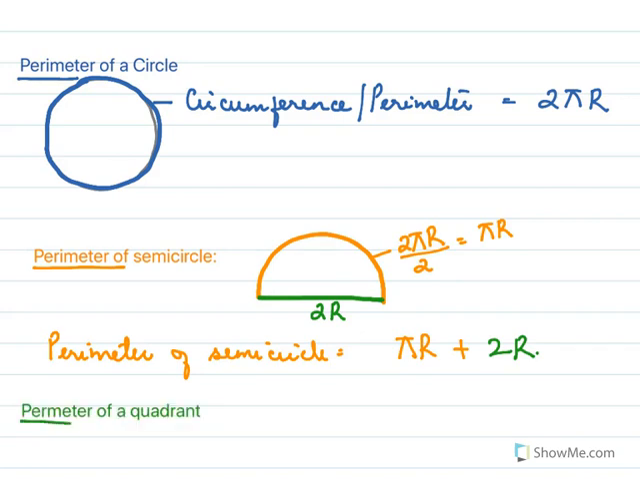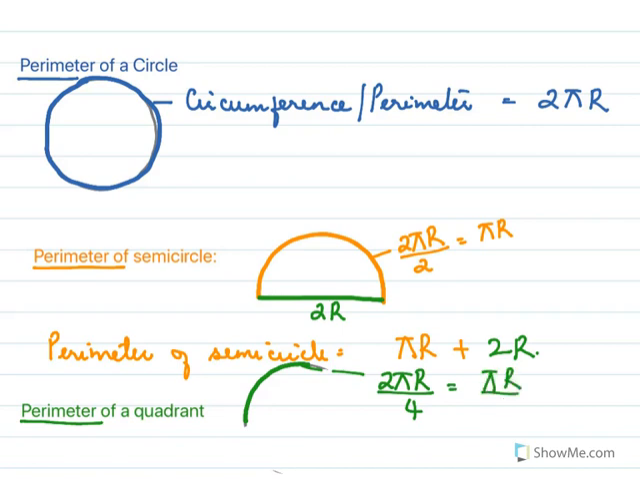Next we do the perimeter of a quadrant. Now a quadrant is a quarter of a circle. So if this is a full circle, the quadrant will be the quarter of it. So you have to mark it right from here to here. This will be the quadrant. And we need to erase this. This is the full circle. This will be the quadrant. And the length of this green part will of course be 2 pi r, which is a full circle, divided by 4. So it will be pi r divided by 2.